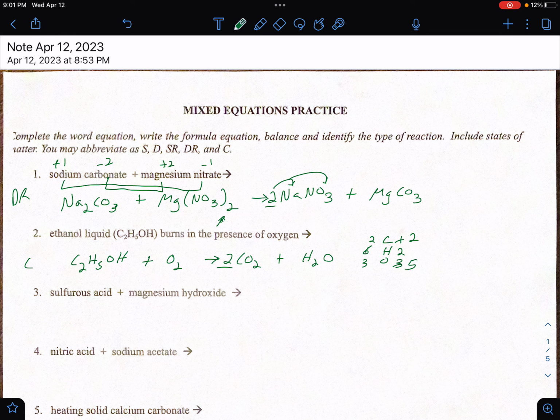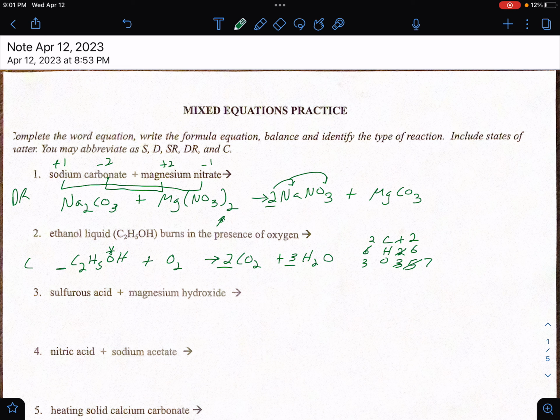Then I'm going to go to hydrogen. I need 6 on the right, only have 2. So I'm going to put a 3 in front of the H2O. That gives me 6. Now I'm going to recount what I have. 2 times 2 is 4, plus 3, I now have 7 oxygens. So if you look on the left, the last thing I want to do is put anything on that ethanol because then you just start over. So this oxygen right here is staying put.